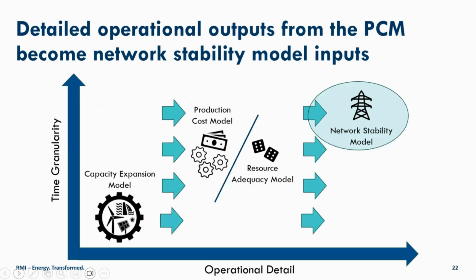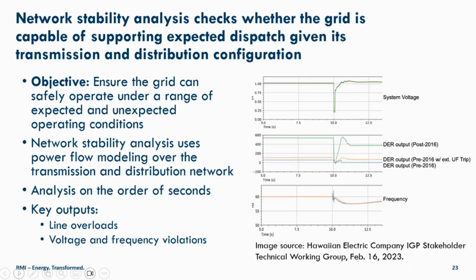Our final model is the network stability model. These are the most detailed models and often work in the order of seconds. These models help understand if the grid is physically capable of supporting the expected dispatch given the transmission and distribution, and often take the detailed dispatch from the production cost model as an input.